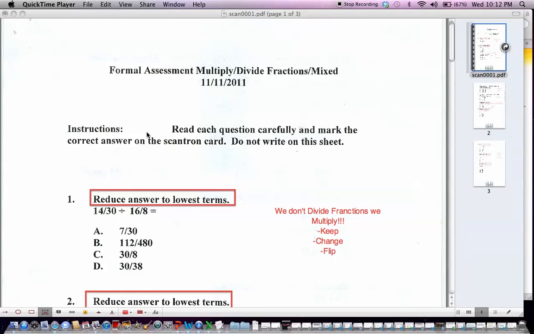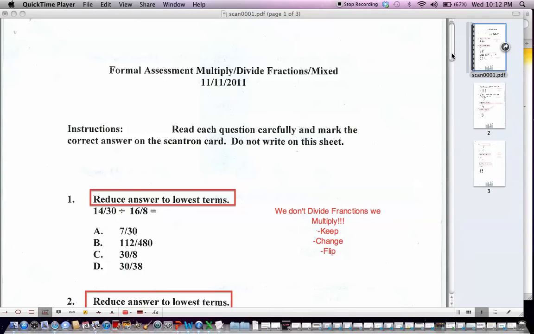Okay, today is November 29th, and we're taking a quiz on multiply and divide fractions with mixed numbers. Read each question carefully and mark the correct answer on the Scantron card. Do not write on the hard copy test sheet that was given to you.